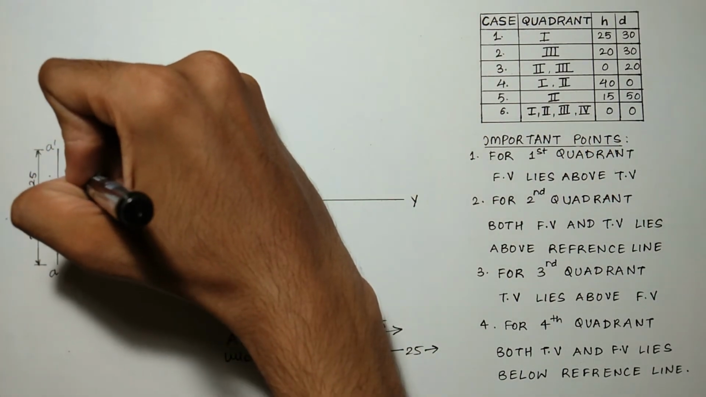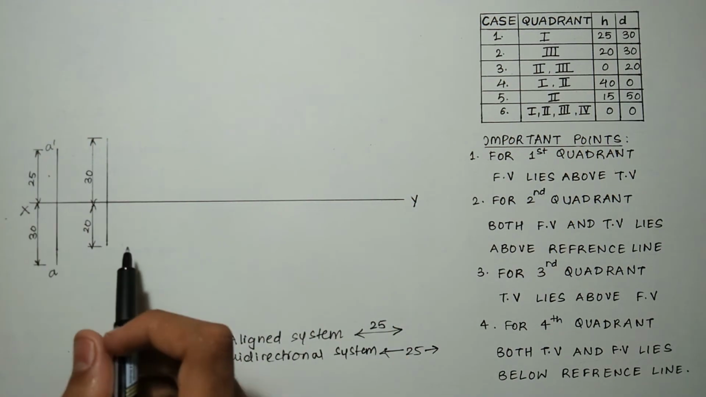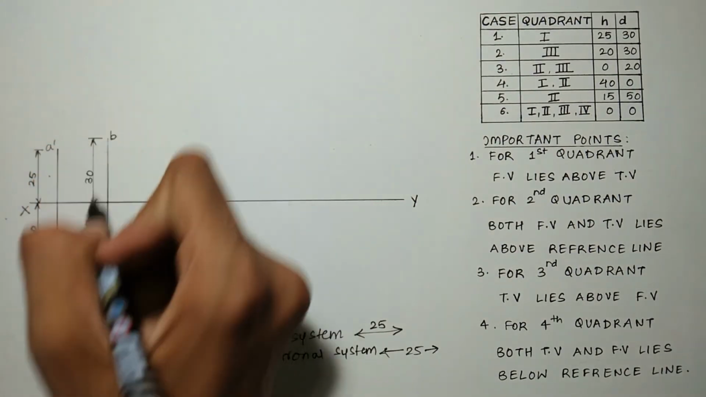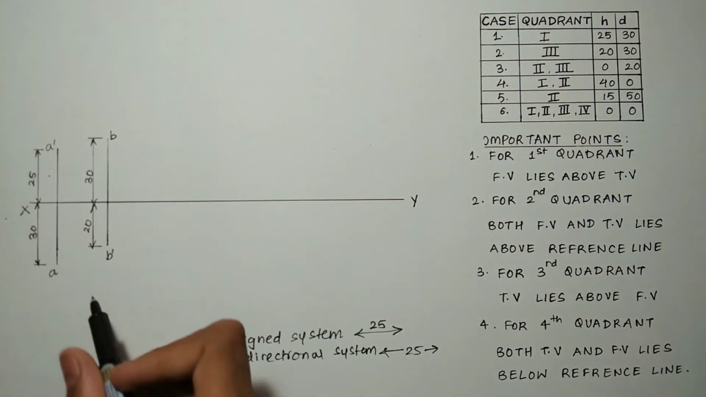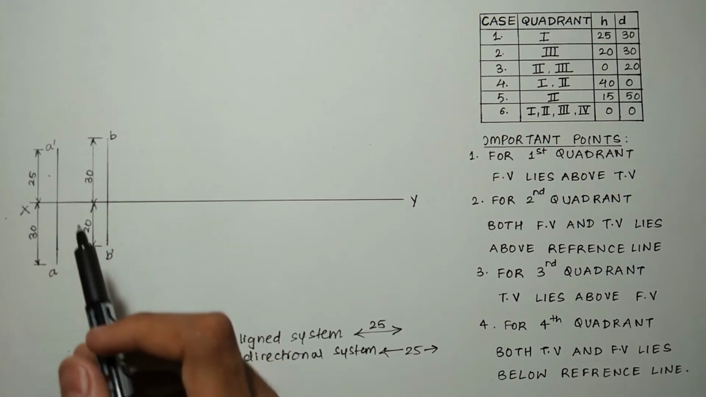This distance is given as 30 mm and this distance is given as 20 mm. Now, here the top view lies above the front view. This is our top view and this is our front view. These are projectors which should be drawn with the help of a faint line only.